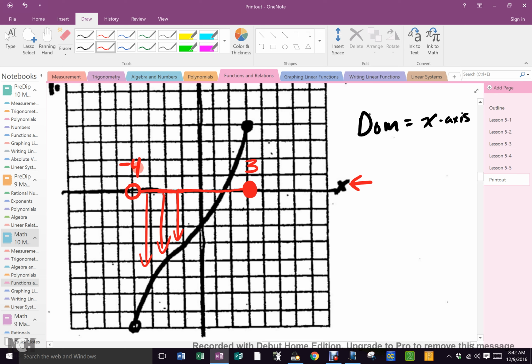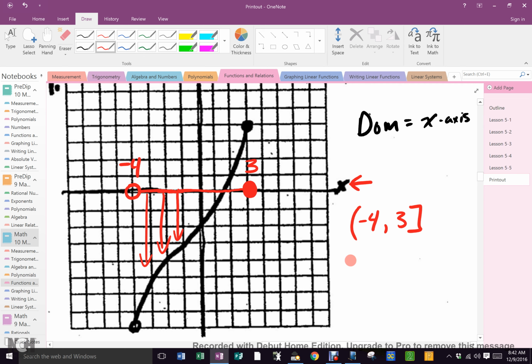Zach, is -4 included? No. So it gets a round bracket, -4. Okay? Mark, is +3 included? Yeah. So it gets a square bracket. This is what I use whenever I have part of the x-axis shaded in. It is called interval notation.